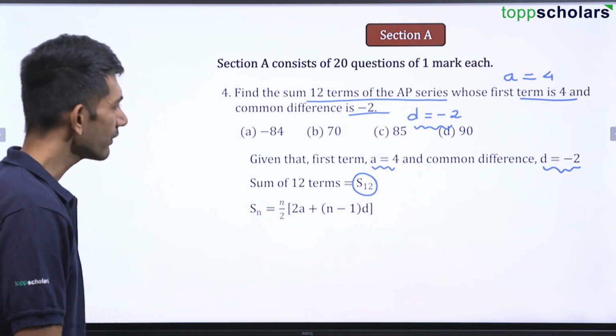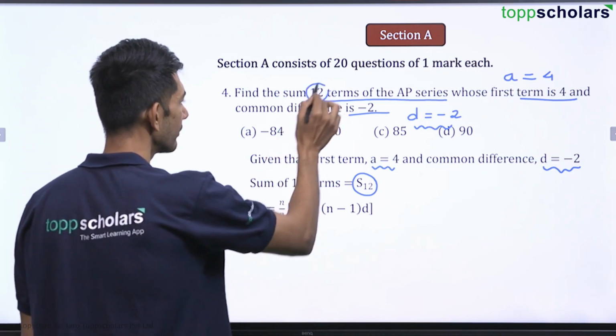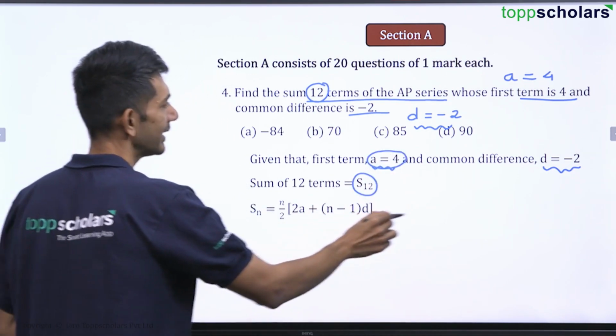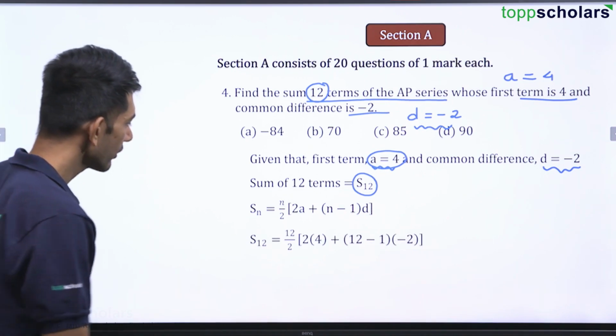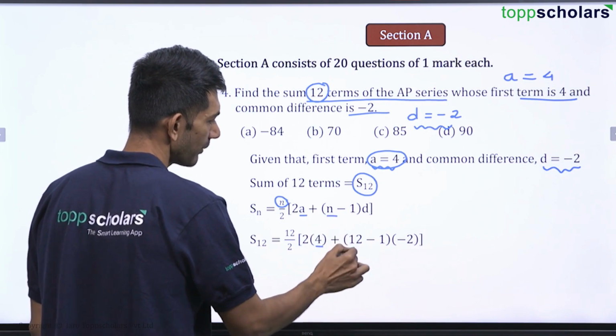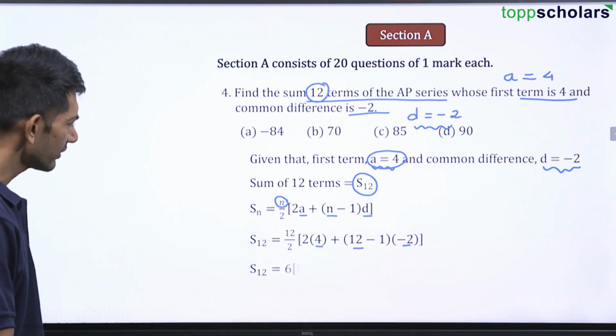Correct? Now what we will do is, we'll put all the values. The value of n that we will put is 12. The value of a that we will put is 4. And the value of d that we will put is negative 2. So put it over here, we get S12 is equal to 12 by 2, 2 into a plus 12 minus 1 into d is negative 2. Substitution basic. Solve this further.